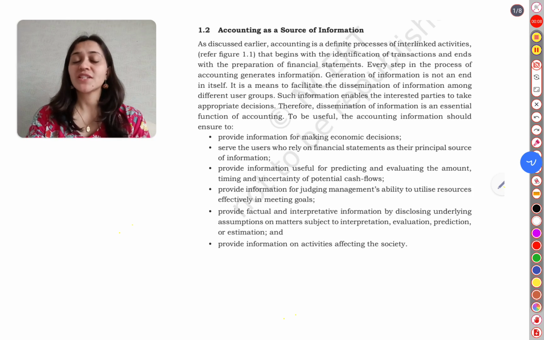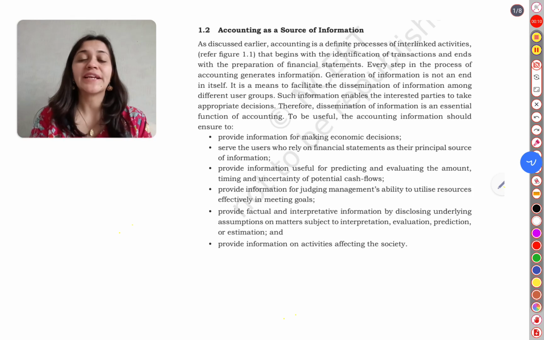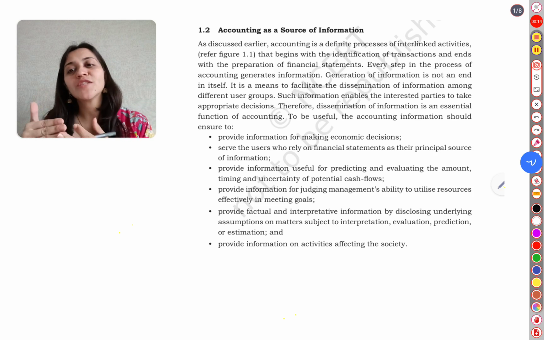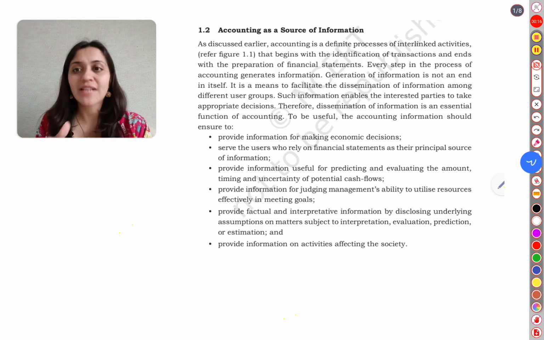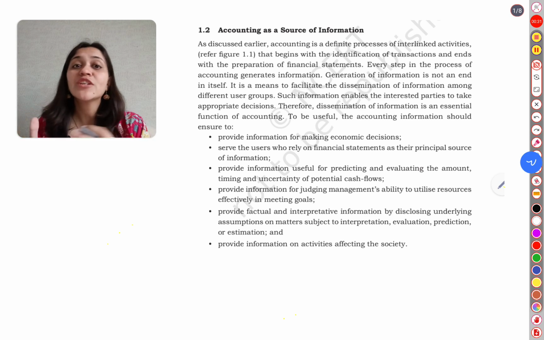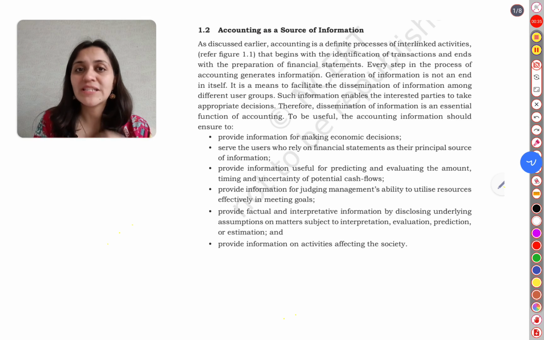As we have discussed earlier, accounting is defined as a process of interlinked activities because it starts from very scratch, like taking out the bills, then writing in a simple book, and then doing the records, means maintaining the accounts, and then the final stage comes about the financial statement. There is a transaction from beginning to end, and the accounting information ends at the financial statements.